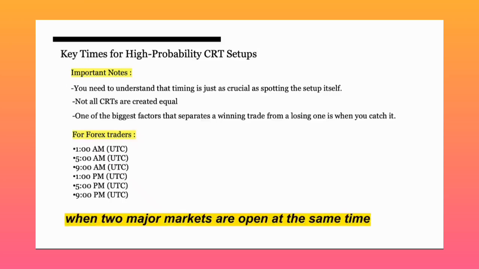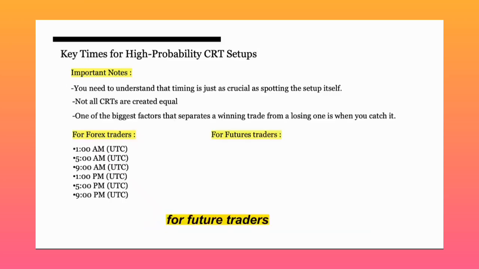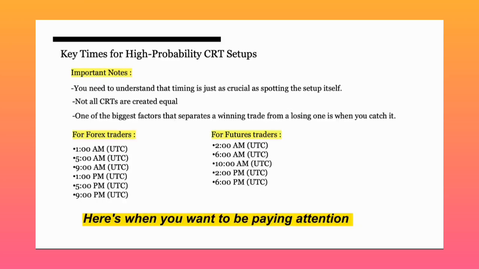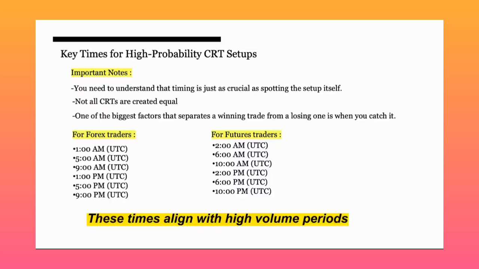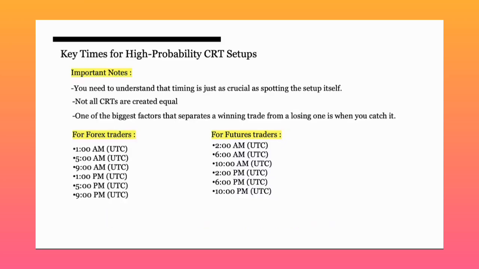For futures traders, here's when you want to be paying attention: 2 a.m., 6 a.m., 10 a.m., 2 p.m., 6 p.m., and 10 p.m. These times align with high volume periods, especially during the London and New York sessions. Trading CRT setups during these key hours gives you the best shot at catching liquidity shifts and market manipulations when institutional traders are most active.